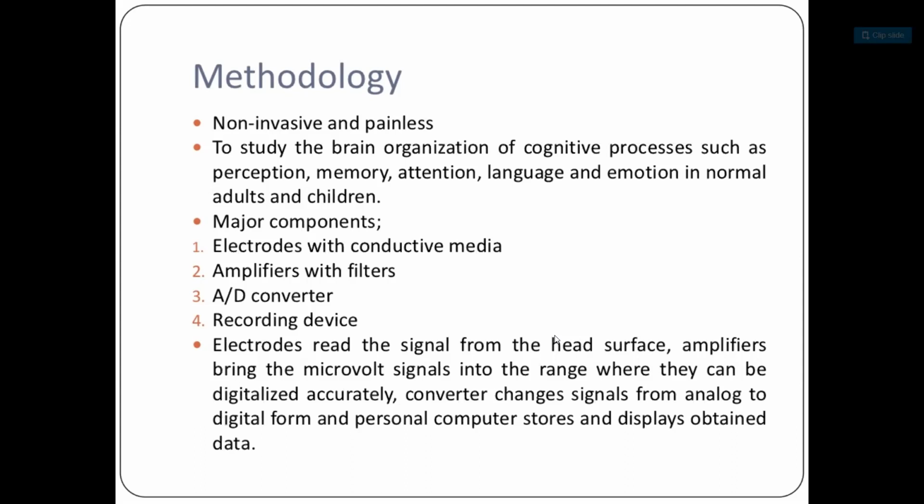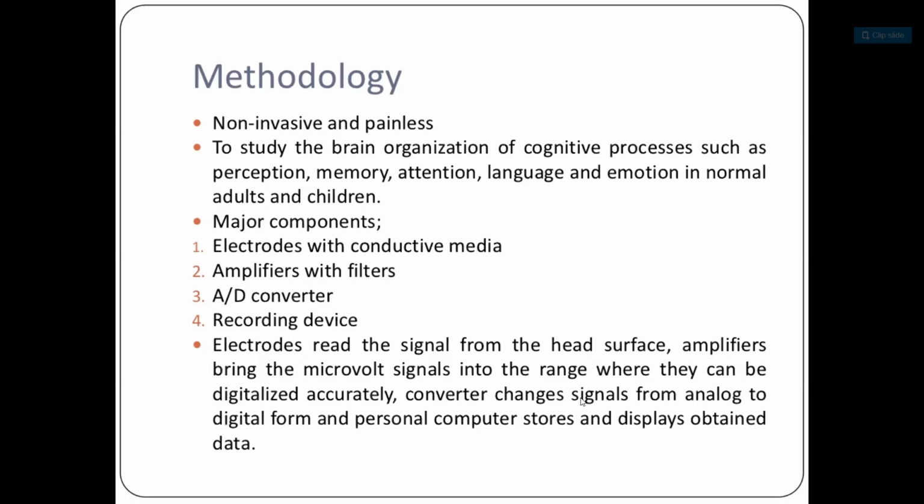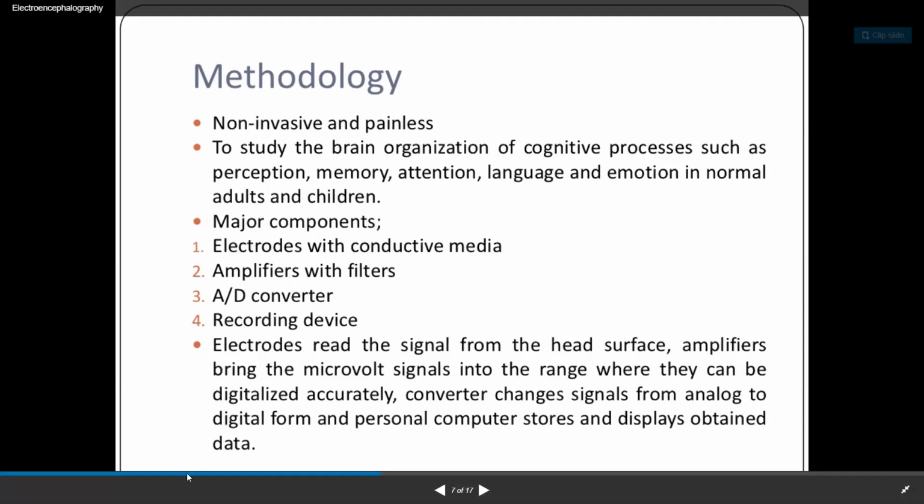Major components that are used are electrodes with conductive media, amplifiers with filters, an A to D converter, and a recording device. So these are the four things. Electrodes, what do they basically do? They read the signal from the head, and the amplifier brings the microvolt signals into the range where they can be digitized accurately. The converter changes the signal from analog to digital, and then a personal computer stores and displays the obtained data. So this is like the whole of the EEG explained in one point.